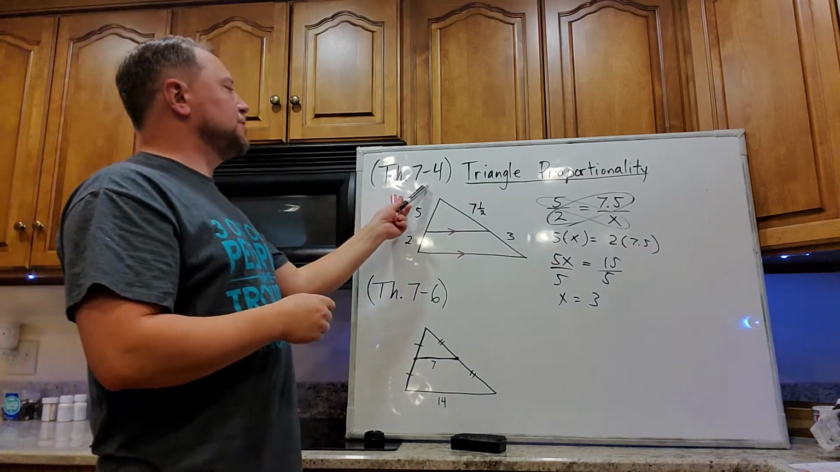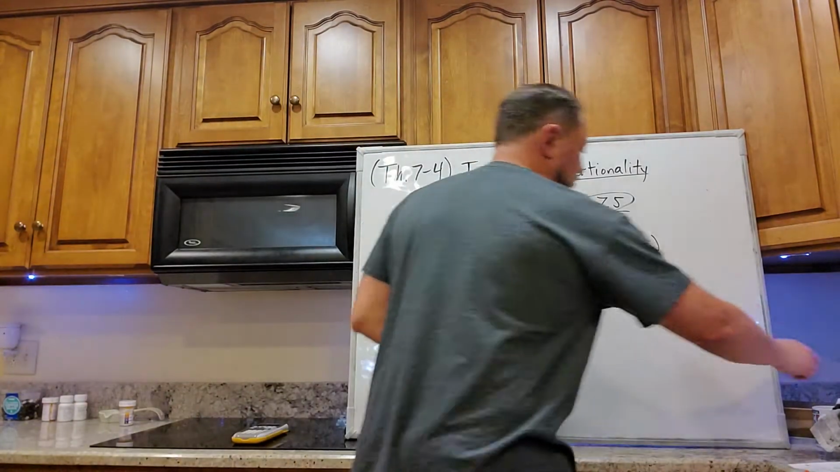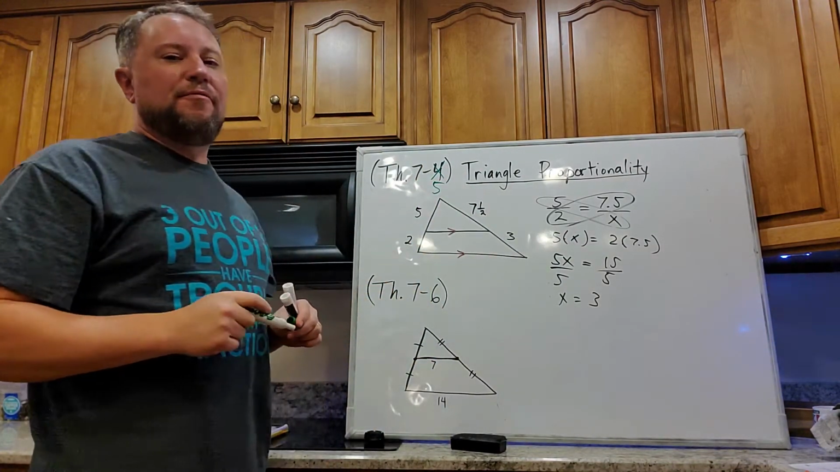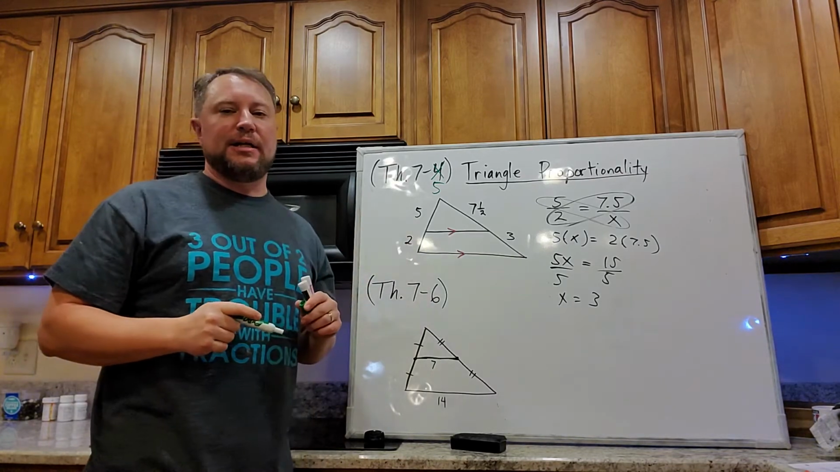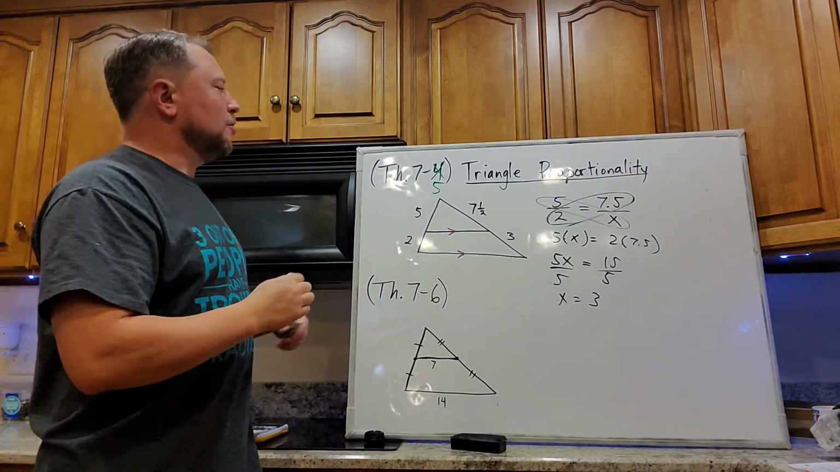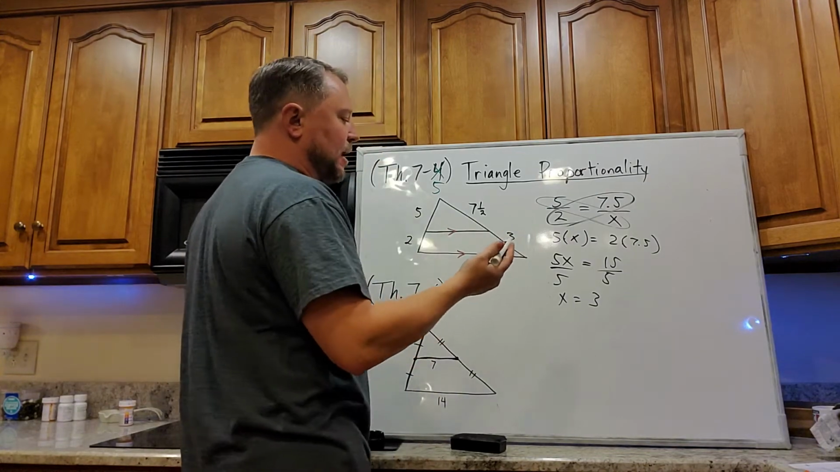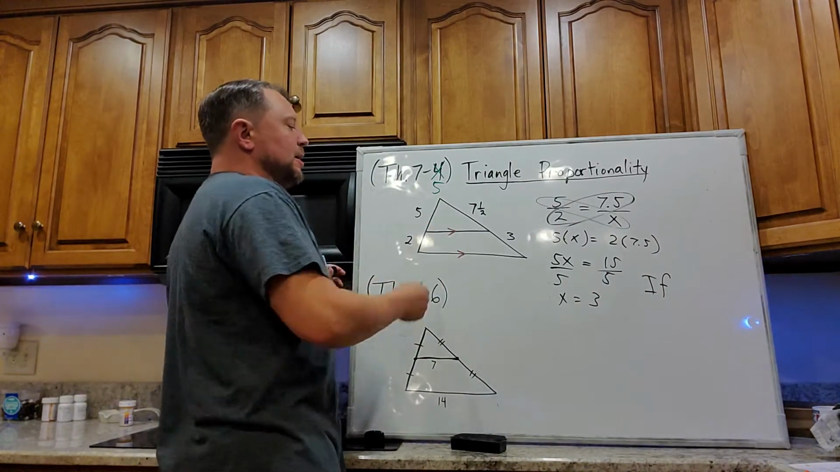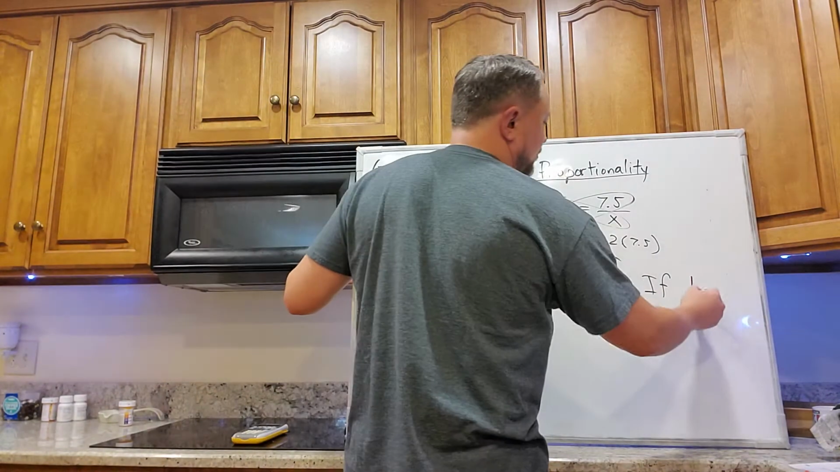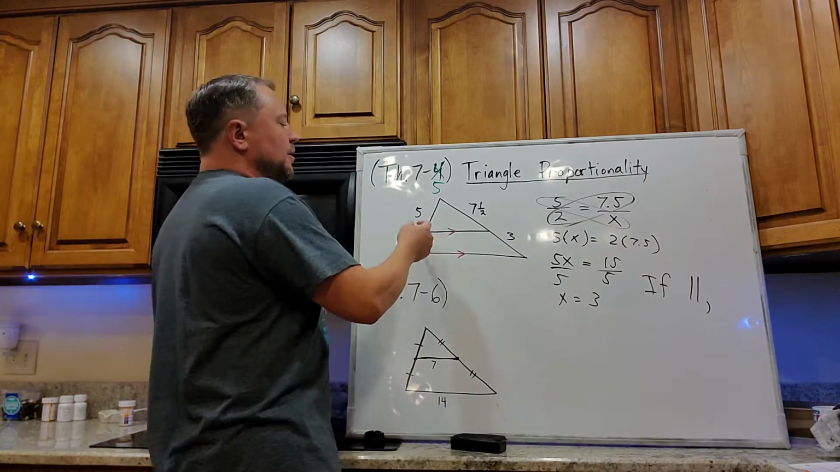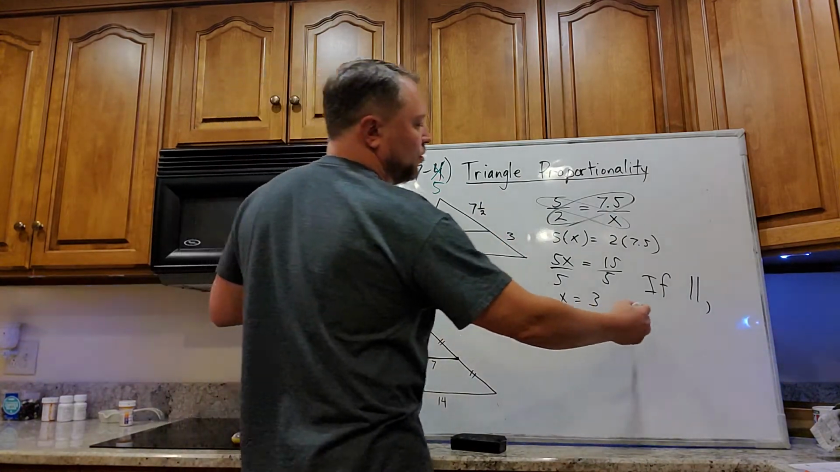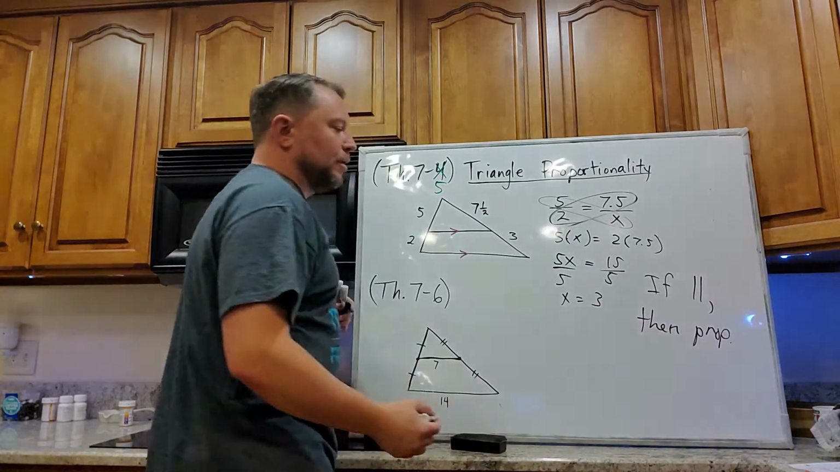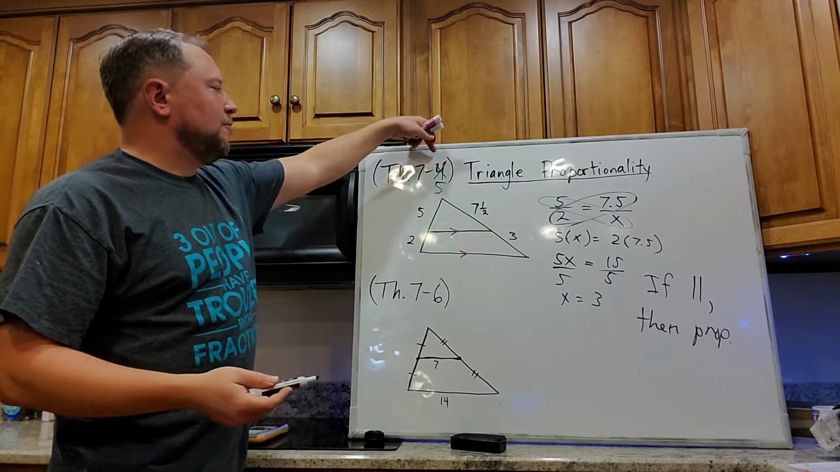Now there is a Theorem 7.5 as well. Theorem 7.5 is just the converse of this idea. Originally, Theorem 7.4, if I give you caveman talk over here, would have simply said: if parallel, then proportional. That was originally 7.4.